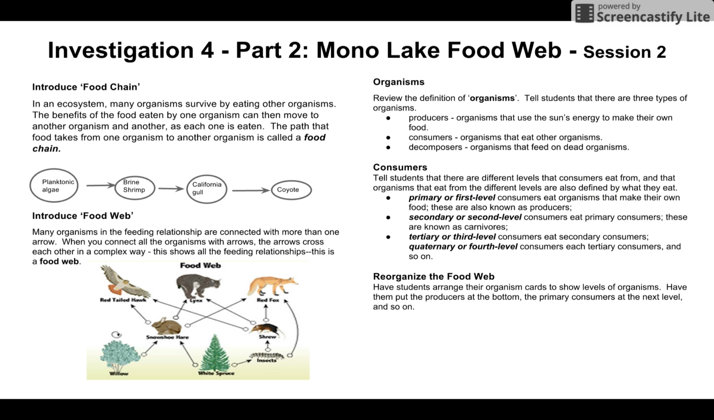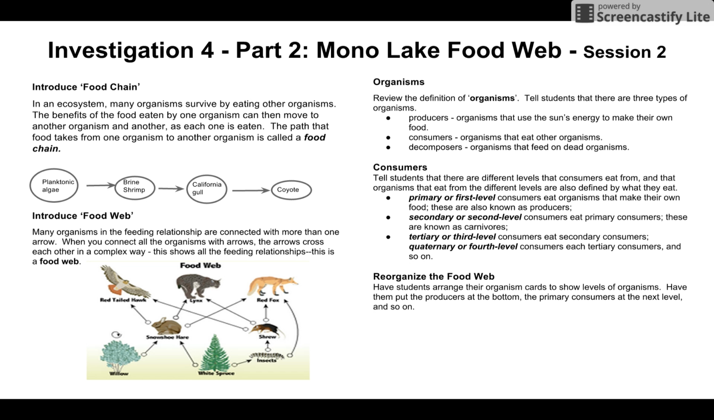In session 2 of the Mono Lake Food Web, we're going to introduce the food chain. So we tell students that many organisms survive by eating other organisms, and the benefits of the food eaten by one organism can then move to another organism and another as each one is eaten. The path that food takes from one organism to another organism is called a food chain.